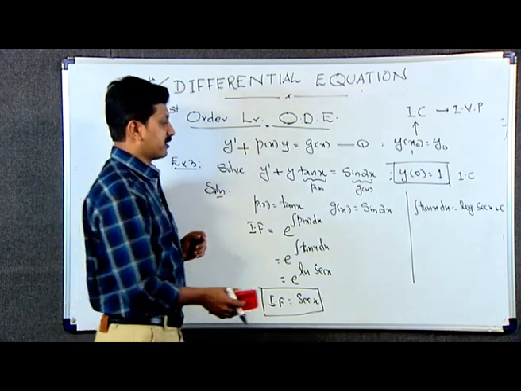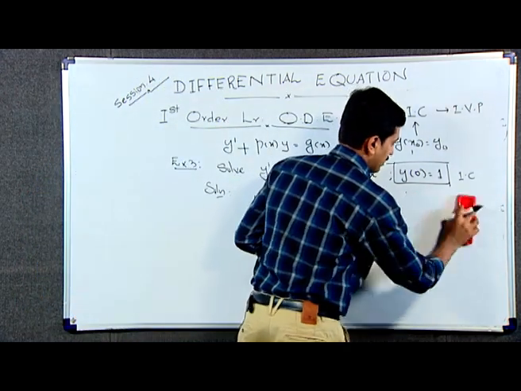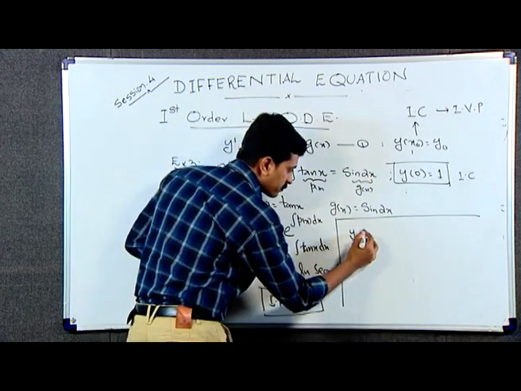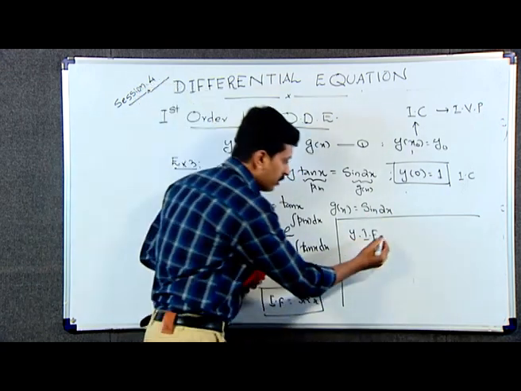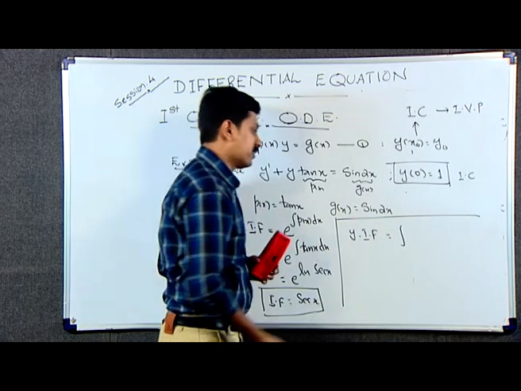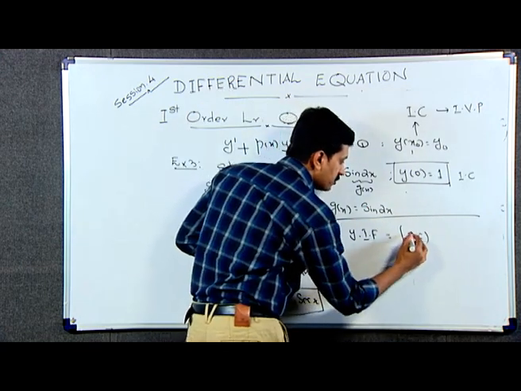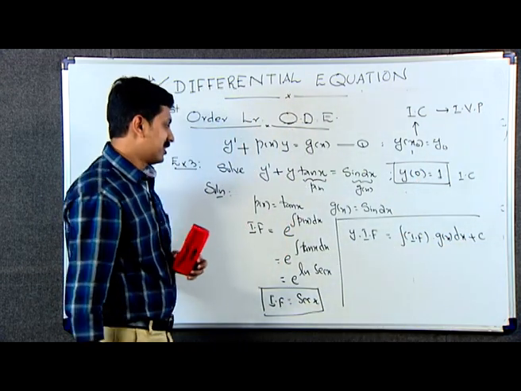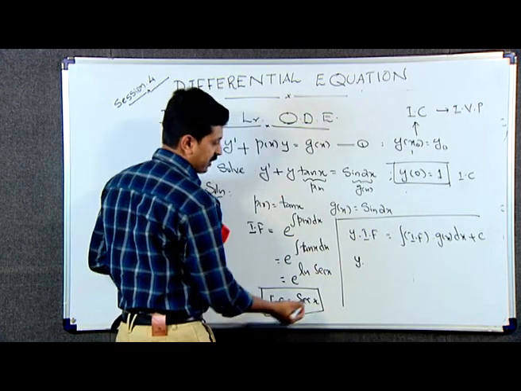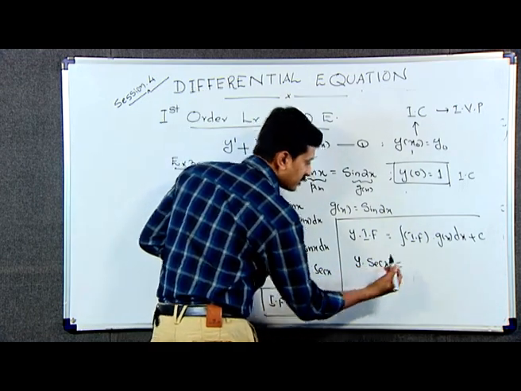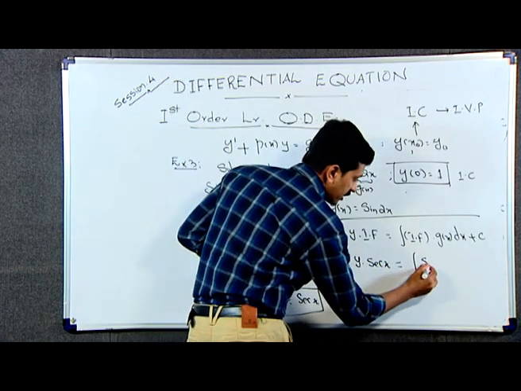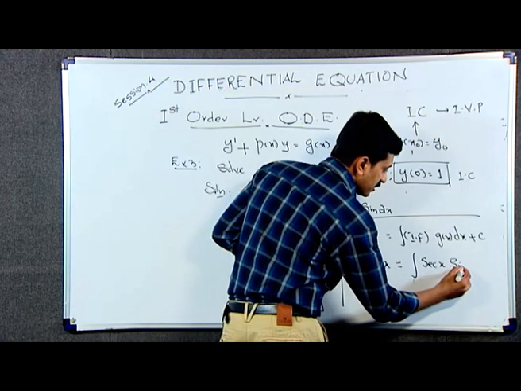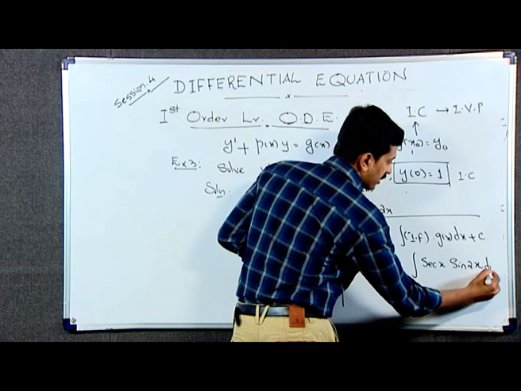After finding the integrating factor, we know the solution formula. The solution is y times the integrating factor equals the integral of the integrating factor times g(x) dx plus c. So, y times sec x equals the integral of sec x times g(x), where g(x) is sin 2x, dx plus c.